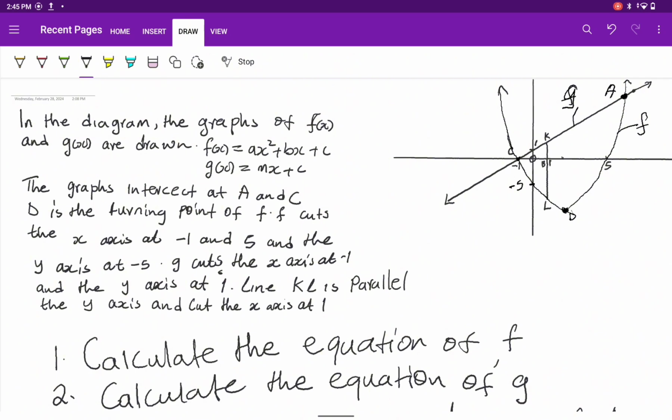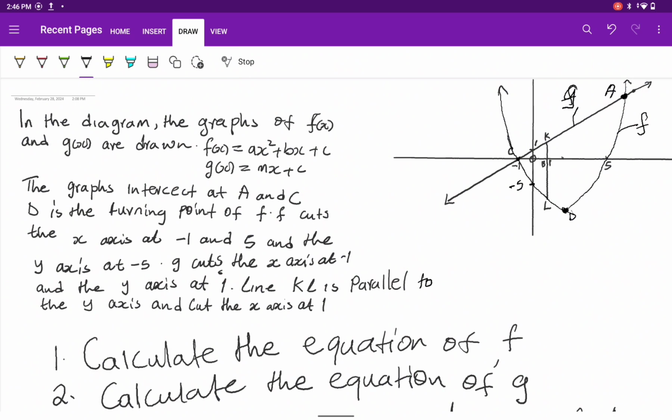f cuts the x-axis at -1 and at 5, and the y-axis at -5. g cuts the x-axis at -1 and the y-axis at 1. Line KL is parallel to the y-axis and cuts the x-axis at 1. So it means this cuts at 1 there.